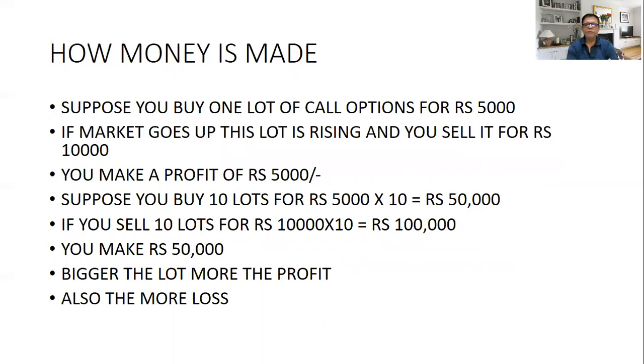What I have been doing is, instead of buying one lot, which can give you a lower profit, I go for more number of lots, like 10 lots, 25 lots. And if I buy 10 lots at 5,000, I invest 50,000 rupees. And if I sell that at 10,000 rupees, I make a profit of 50,000.